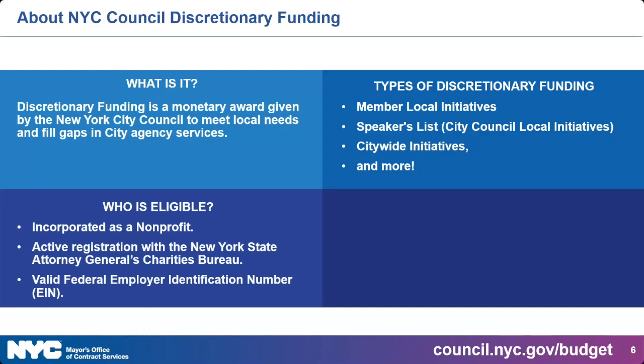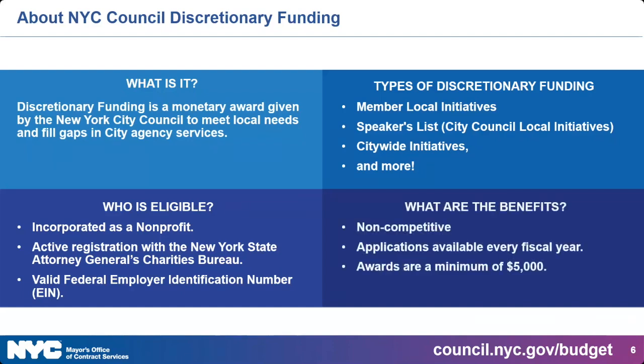So, who is eligible for discretionary funding? Eligibility criteria include an organization being incorporated as a not-for-profit, having a current registration with the New York State Attorney General's Charities Bureau, unless they're exempt, and having a valid federal employer identification number. Religiously affiliated organizations are eligible if they meet eligibility requirements, but under no circumstances are for-profit organizations eligible for discretionary funding.